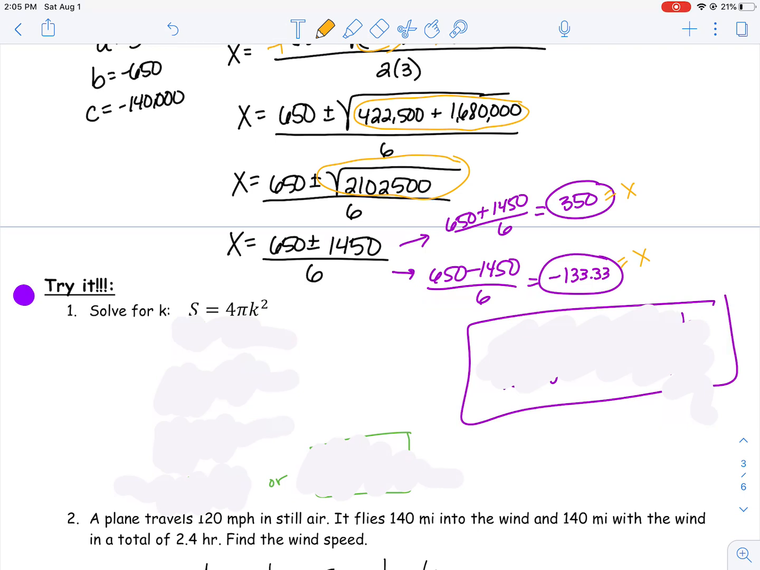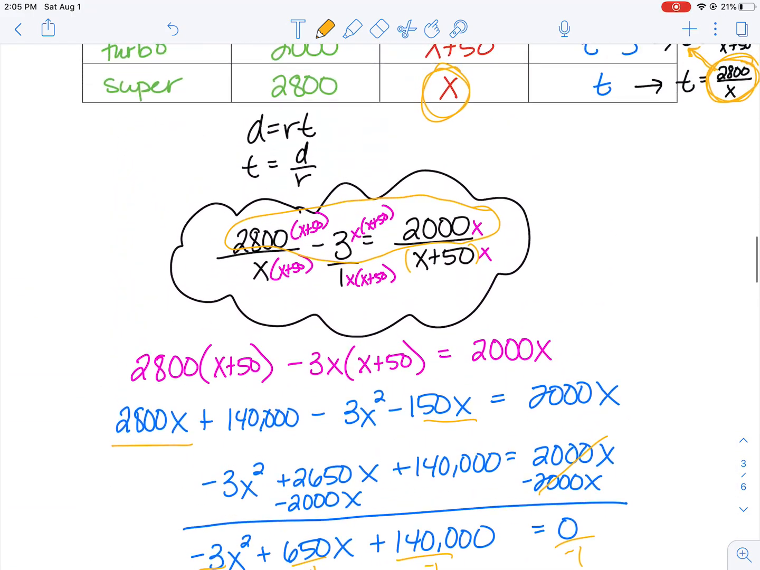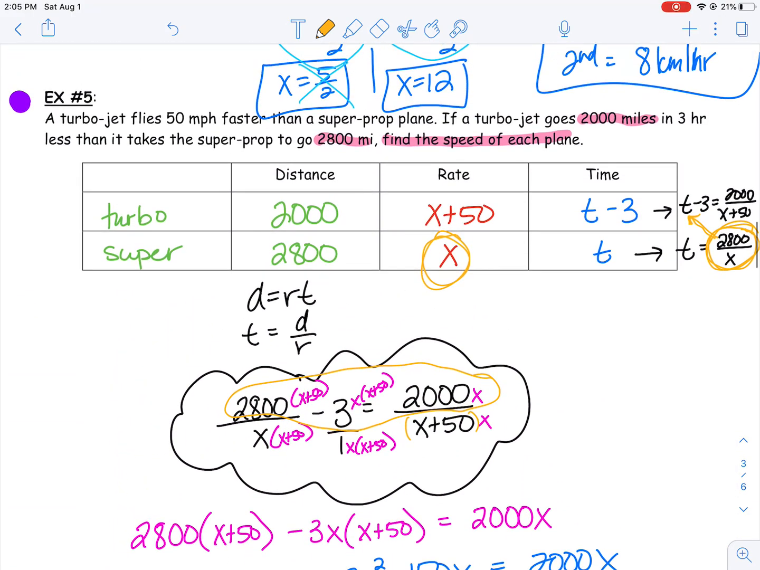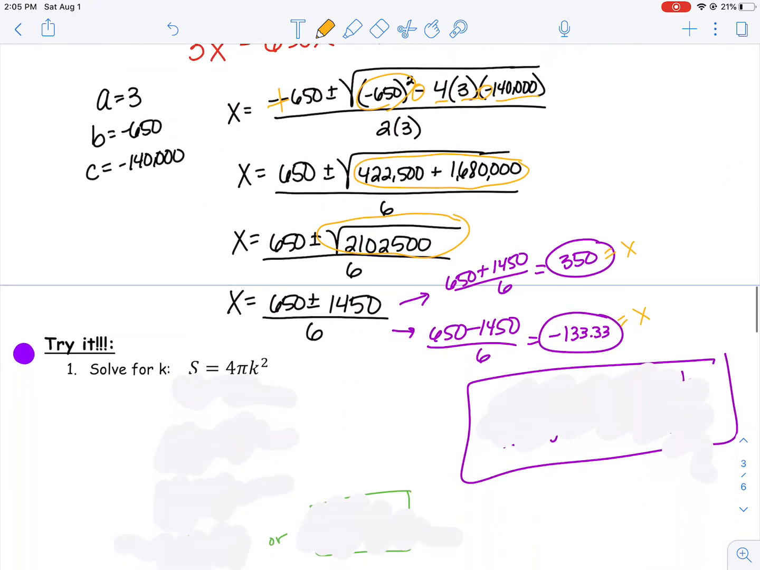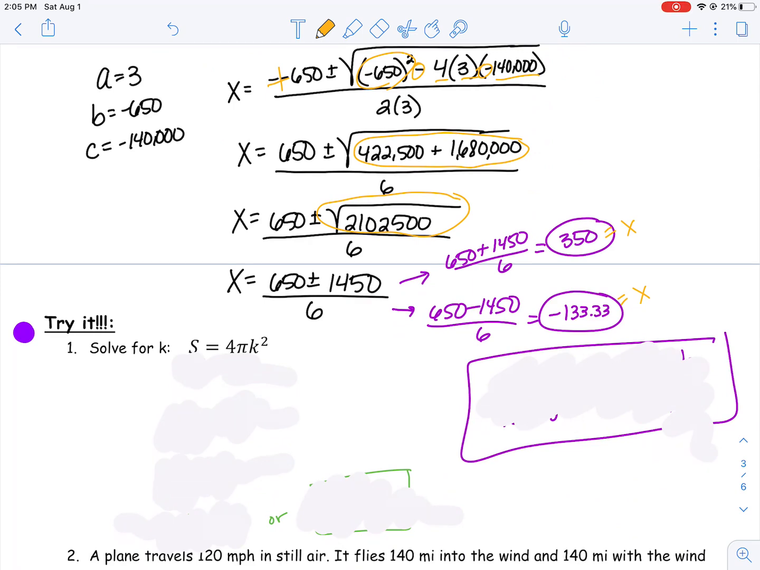So let's go back to the word problem, finish this so we can figure out what those numbers mean. Remember, x represented the speed of that superprop plane, and we were trying to find the speed of those planes, so as soon as I can find x, I know the speed of that superprop plane. So we're saying here, when we get an answer of x equals 350, that the superprop plane was going 350 miles per hour. That seems really fast, but I guess doable, right?